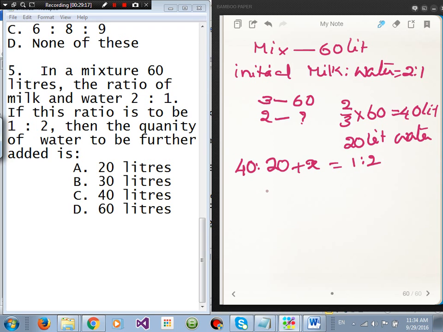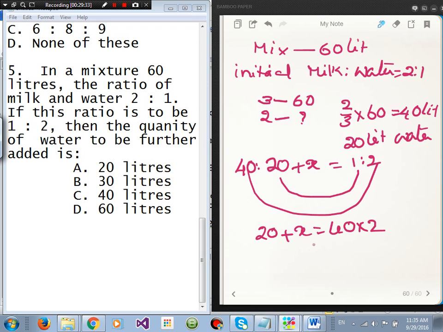Now if you go for the product of extremes is equal to product of means, simply we can say 20 plus x into 1 and 40 into 2. Now 20 plus x is equal to 40 into 2, and x is equal to 80 minus 20, that is equal to 60. The 60 liters of water is to be added to make the ratio 1 is to 2. See, this problem can be solved by using mixture or allegation also. Later on we will discuss that. We are dealing with ratio and proportion, that is the reason we have gone for this mechanism.